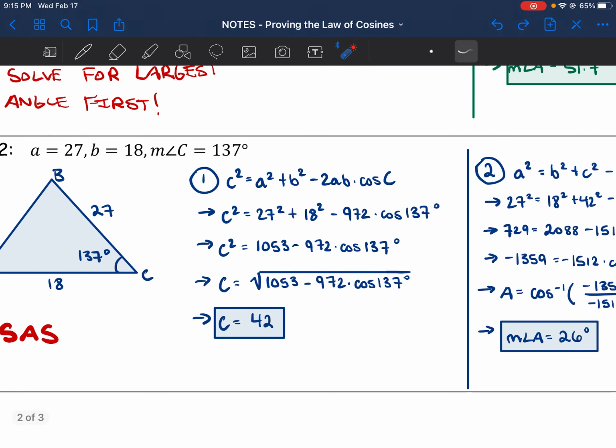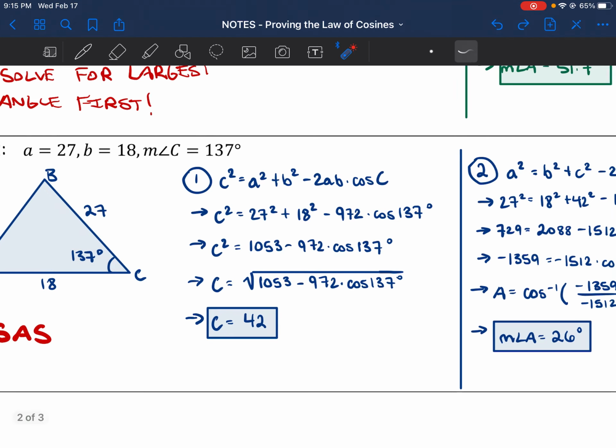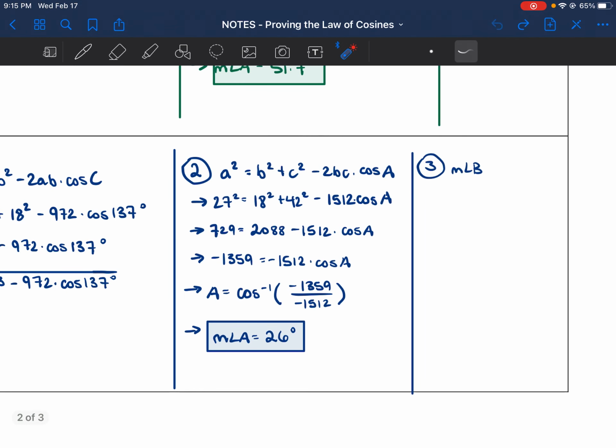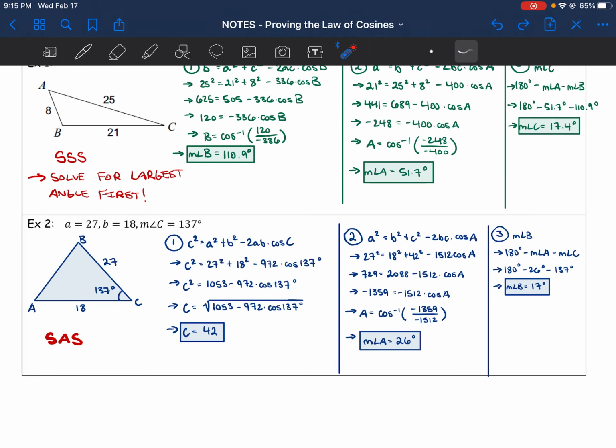Now that we know that, the last step of the problem, very, very simple. We have the measure of angle C. We now have the measure of angle A. That means the measure of angle B is just 180 degrees minus those two angles that we already know. And that's going to get us that the measure of angle B is about 17 degrees.